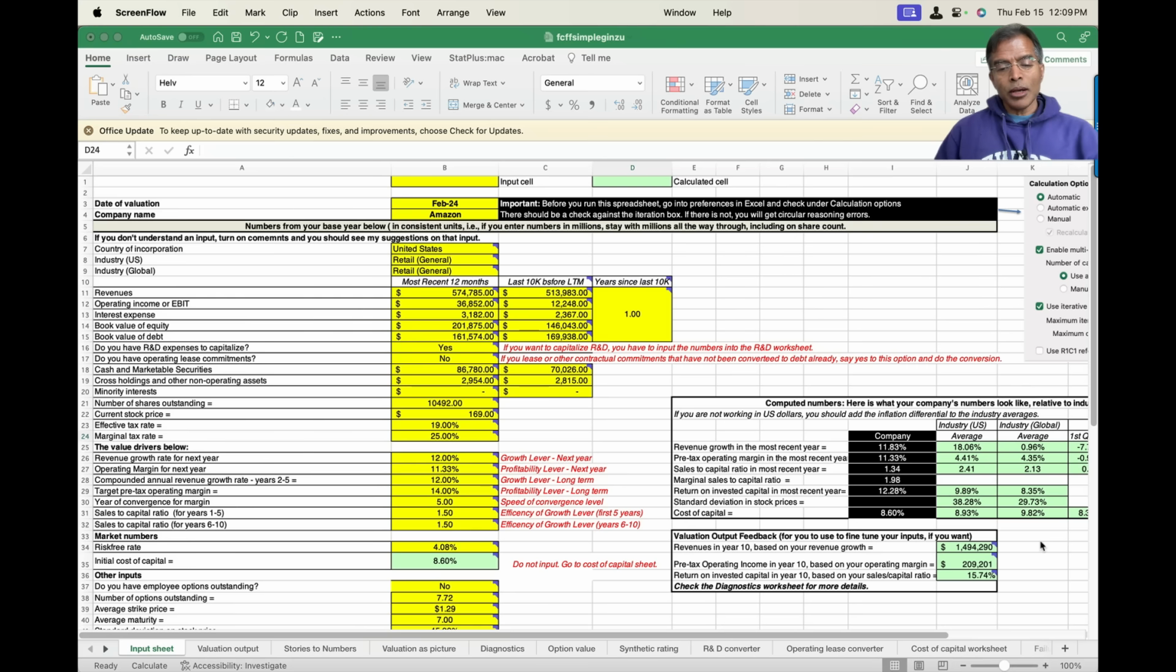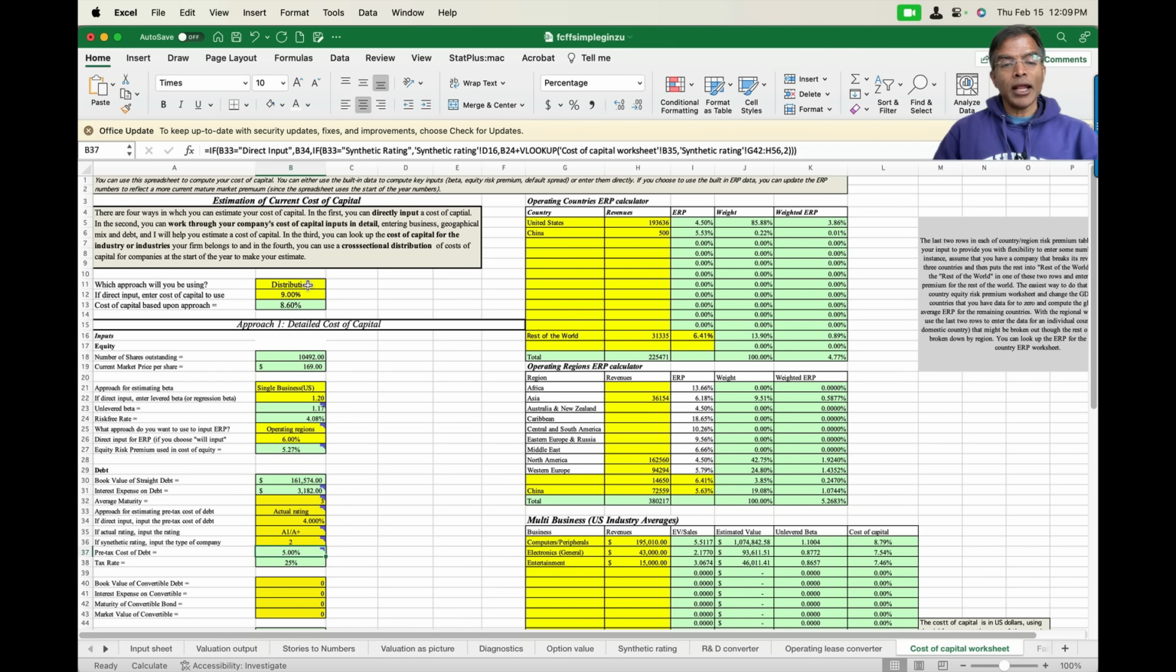I ask you for two numbers to drive the discount rate. One is the risk-free rate. In whatever currency you're working with, in this case, I looked up the T-bond rate because I chose to value Amazon in dollars. For the cost of capital, note it's a green cell, and remember what I said about green cells being output cells? Go to the cost of capital worksheet, and you will see that I give you choices.